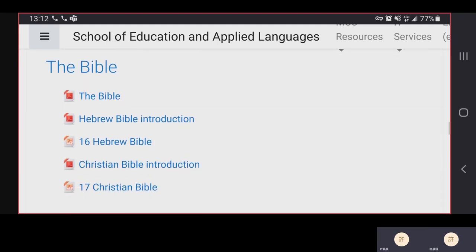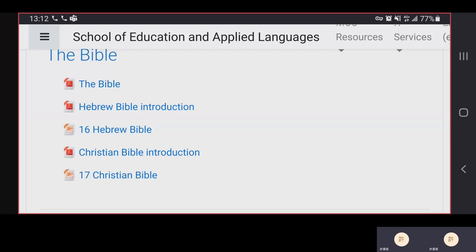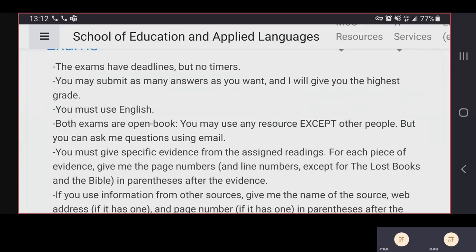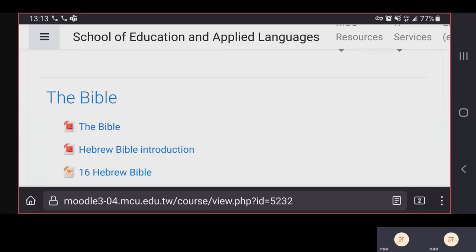And then the last unit, the Bible. So the mythology book does not talk about the Bible, so I have also uploaded 2 introductions. The introductions are taken from the same book that I took the readings, but I'm not going to pass out paper copies of the introduction because you technically don't have to read them. They may help you, and if you're curious, you can learn a bit more from these introductions. But they're not necessary, so I won't give you a paper copy. But the Hebrew Bible and the Christian Bible are both in the same file, the file that says the Bible. And then you have questions for week 16 and week 17. And then the exams are at the bottom as usual. So this is the Moodle page. Questions?